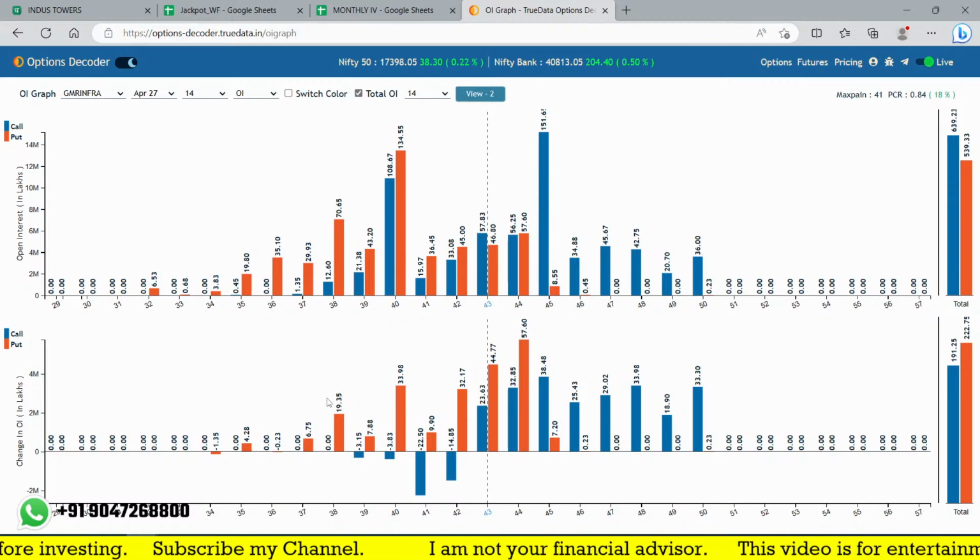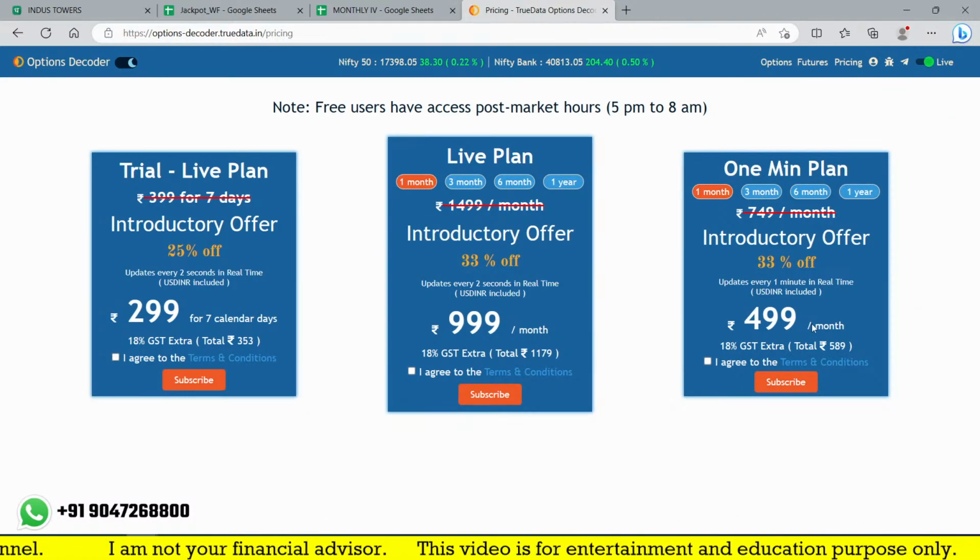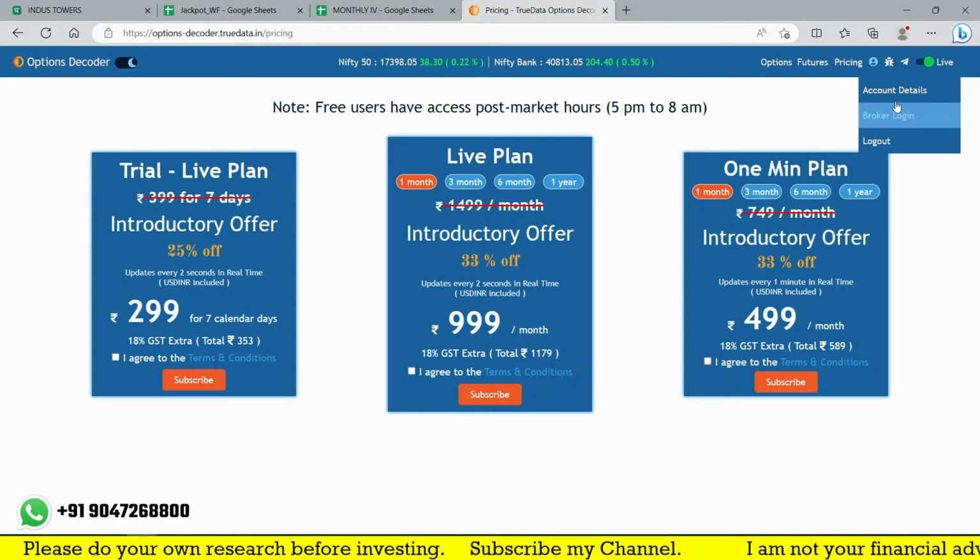That is happening today. It's an end of the day analysis overall, and which strike price OI increased and which strike price OI decreased, everything you can easily understand within a fraction of a minute using this paid software. The pricing starts from around 299 for a trial and 1 month. So it's a platform which you can easily go for.